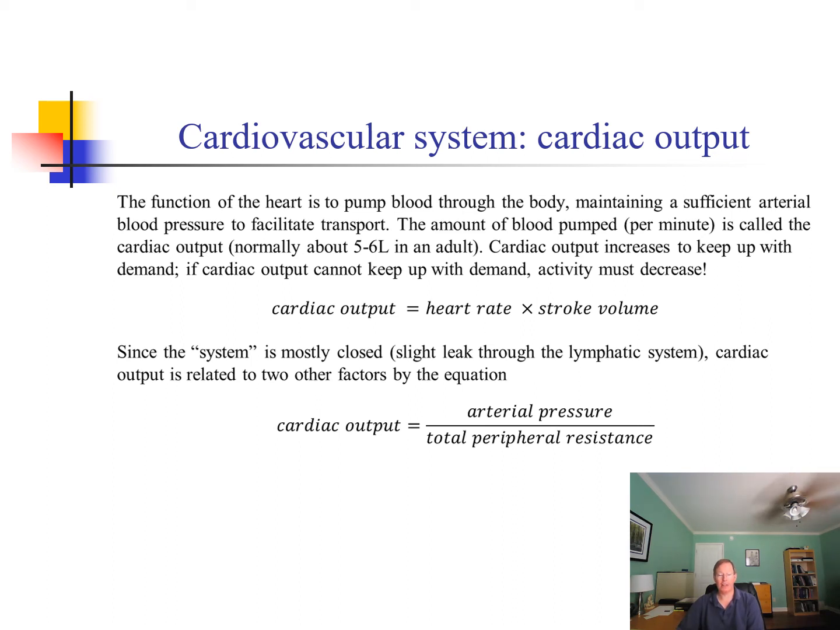Now, the system is for the most part closed. There is a slight leak through the lymphatic system, and I'll talk about that later on. But cardiac output is also related to two other things, much like Ohm's law. My cardiac output is related to my arterial pressure, as well as inversely related to my total peripheral resistance of those blood vessels. And this will come in handy when we talk about some of the effects of cardiac output.